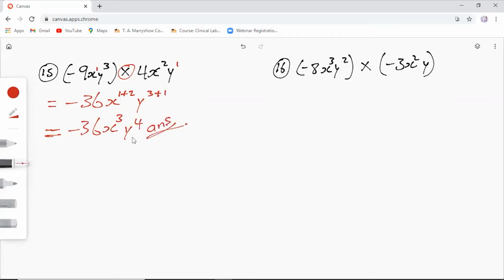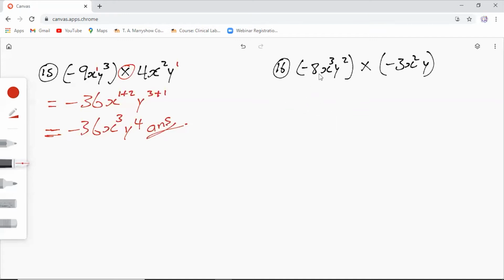The laws of indices: when you are multiplying and the base is the same, you simply add the powers. When you are dividing and the base is the same, you subtract the powers. Okay, good.